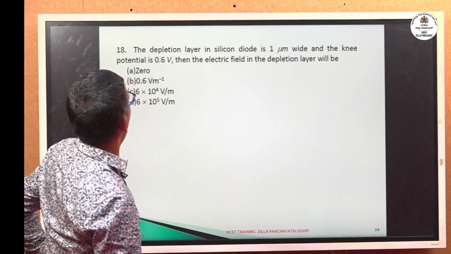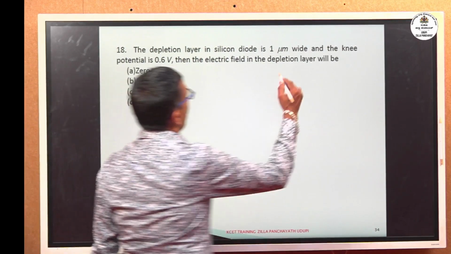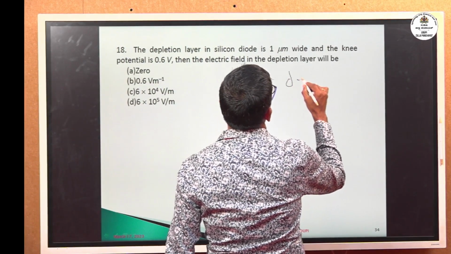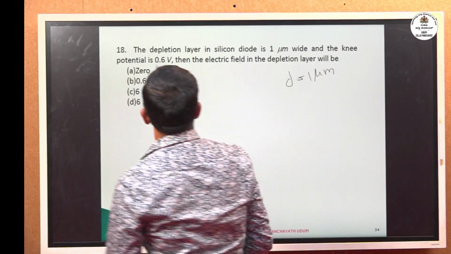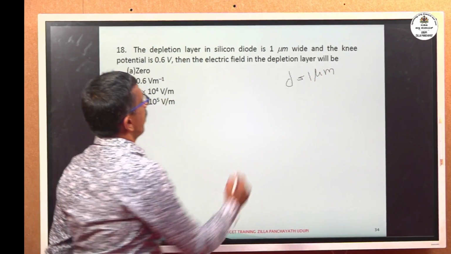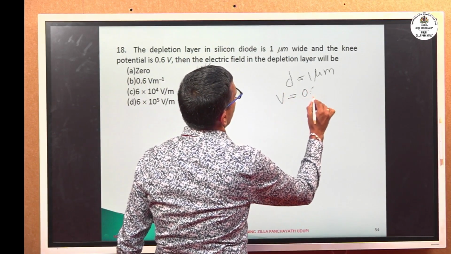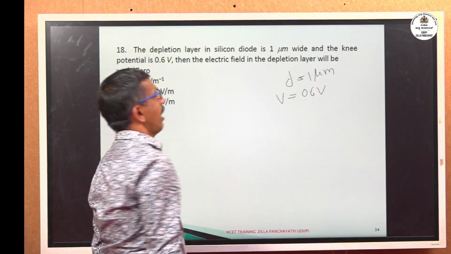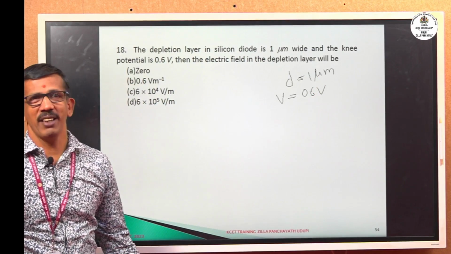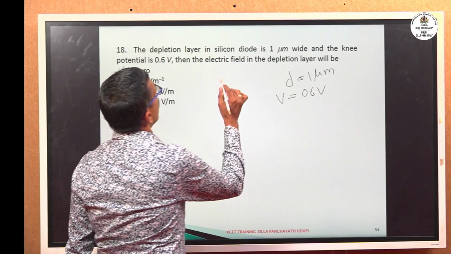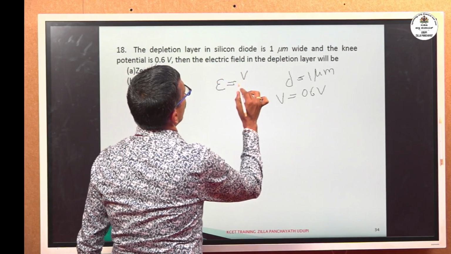The depletion layer in a silicon diode is 1 micrometer. The width of the depletion layer is given as 1 micrometer, and the knee potential is 0.6 volt. Then the electric field in the depletion layer: the relation between electric field and potential is E equals V by d.